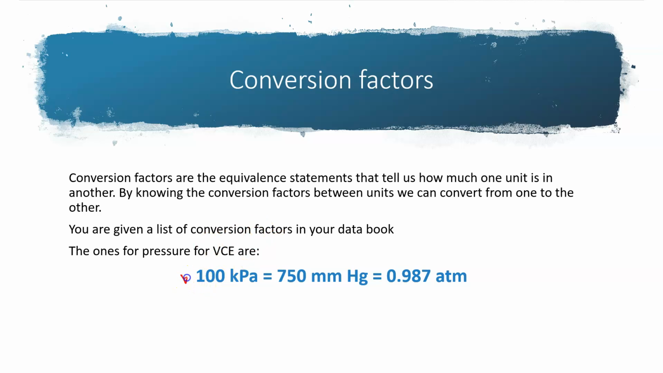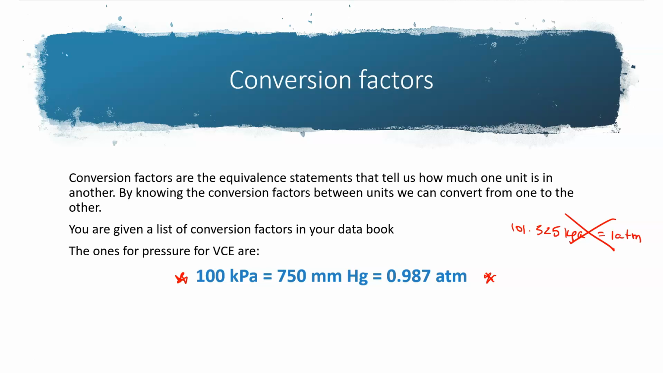So this is the one from your data booklet which gives us the conversion factors for pressure. These have changed in the last few years, so if you're looking at anything pre-2017, these will be different. So you will often see 101.325 kilopascals being equal to 1 atmosphere. This is no longer used within VCE. What we have is that 100 kilopascals is equal to 750 millimeters of mercury, or 0.987 atmospheres. No longer are you required to report in bar or pounds per square inch within the chemistry curriculum.